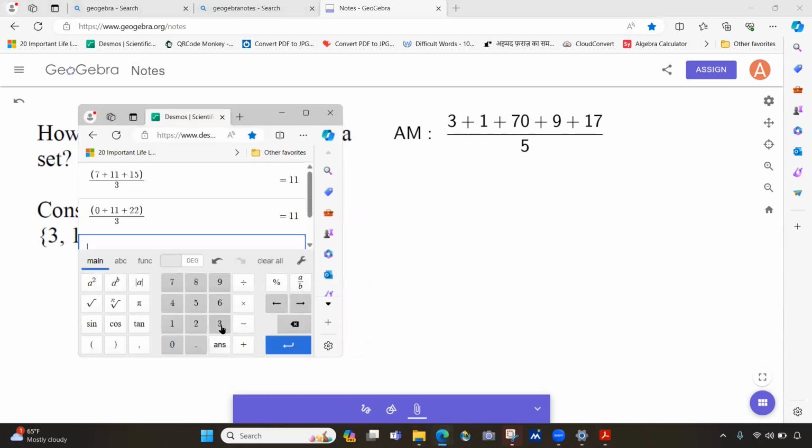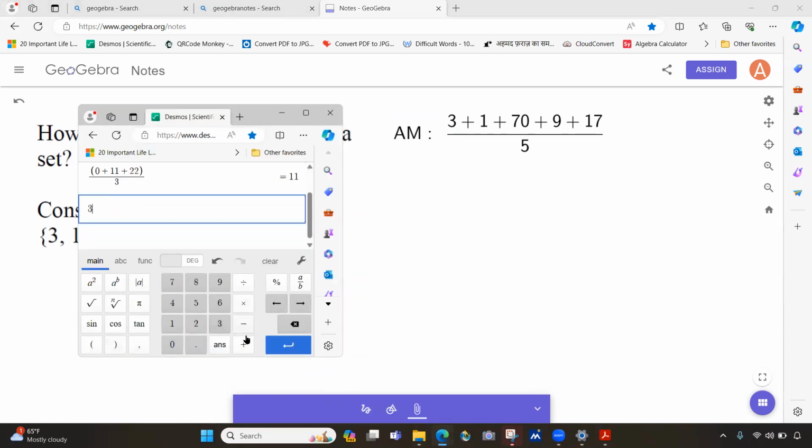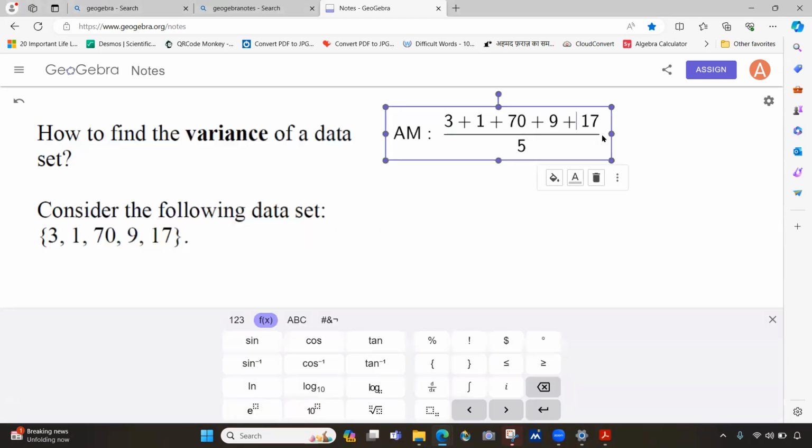How do we find that? Well, all we have to do is do 3 plus 1 plus 70 plus 9 plus 17. That's 100. Well, that's nice. If you take 100, and since there are 5 numbers, you divide it by 5, you get 20. So the arithmetic mean is 20.